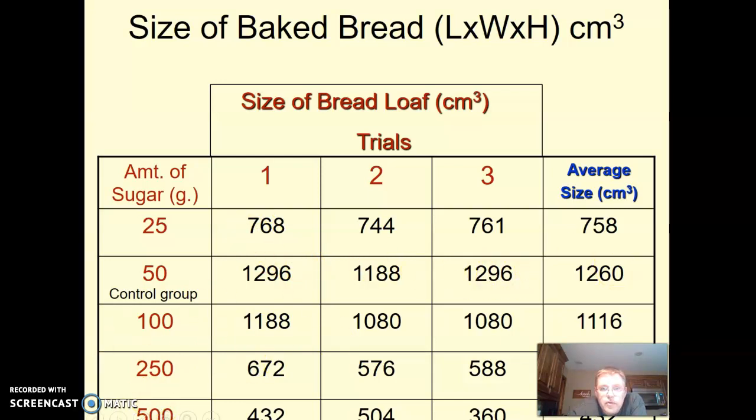Notice that we did 3 separate trials with each amount of sugar. So here's our amounts of sugar, the independent variable, 25, 50, 100, 250, and 500, 3 trials. He averaged the size of the loaf in each of those. It's the volume that he's using there, right? Length times width times height, measuring 3 lengths there, multiply them together, centimeters cubed would be a volume.